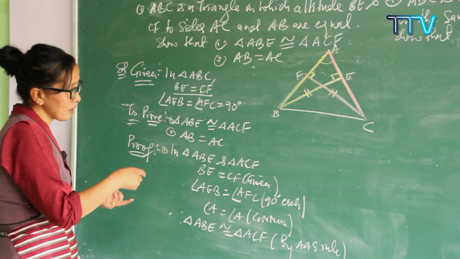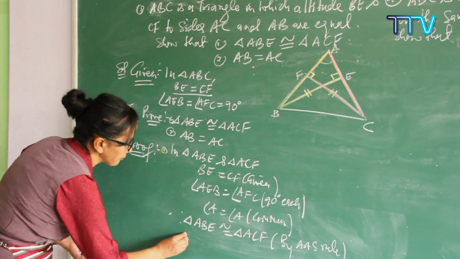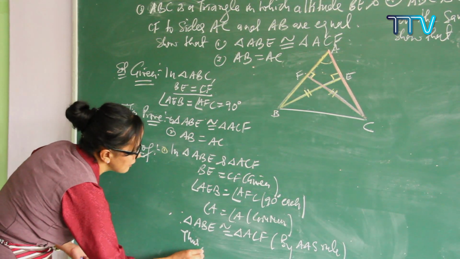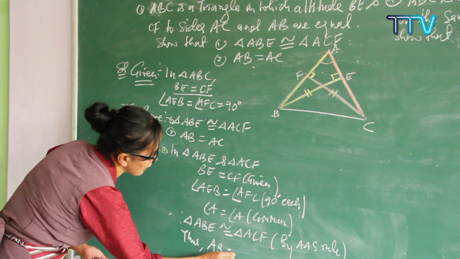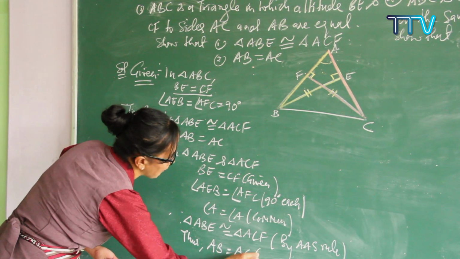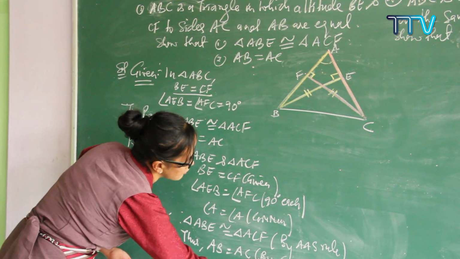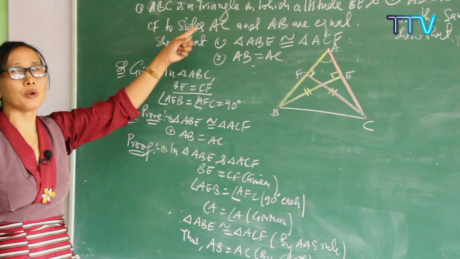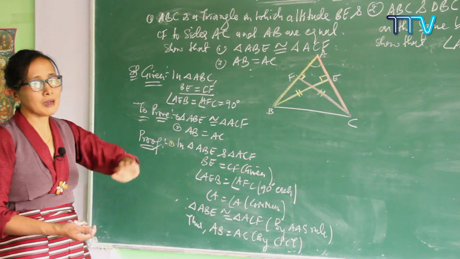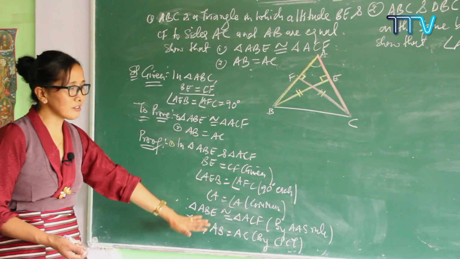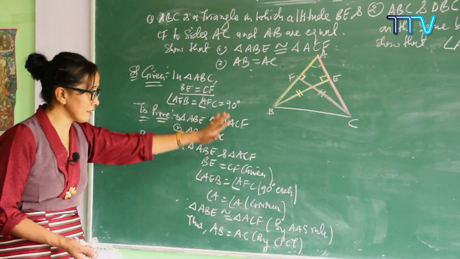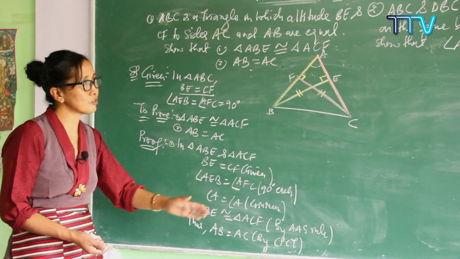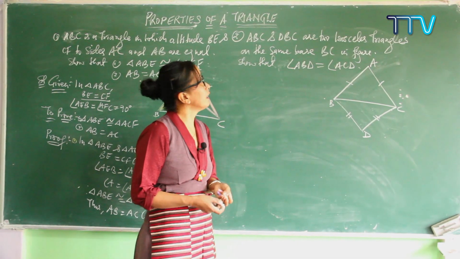Got it? So we can write it down: therefore, AB is exactly equal to AC by, again, what do you use? CPCT, the symbol like this. You can prove it in this way. Your question will come in exams like this, and you can prove it that way. Your answer, you can write in a very easy way like this. Understood?